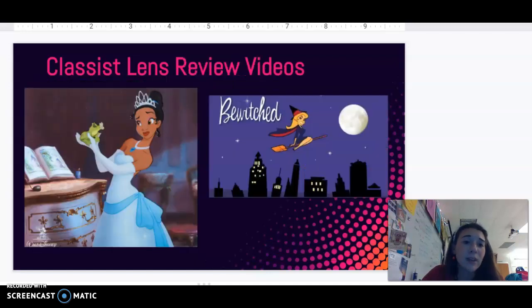So I have two video clips in Edpuzzle that I'd like you to watch after you are done taking your notes on the different lenses. One is from Princess and the Frog, the beginning portion. And the other one is from an older TV show called Bewitched. You're going to go through those videos and look carefully for examples of the classist lens within them, and then answer the questions for the Edpuzzles.